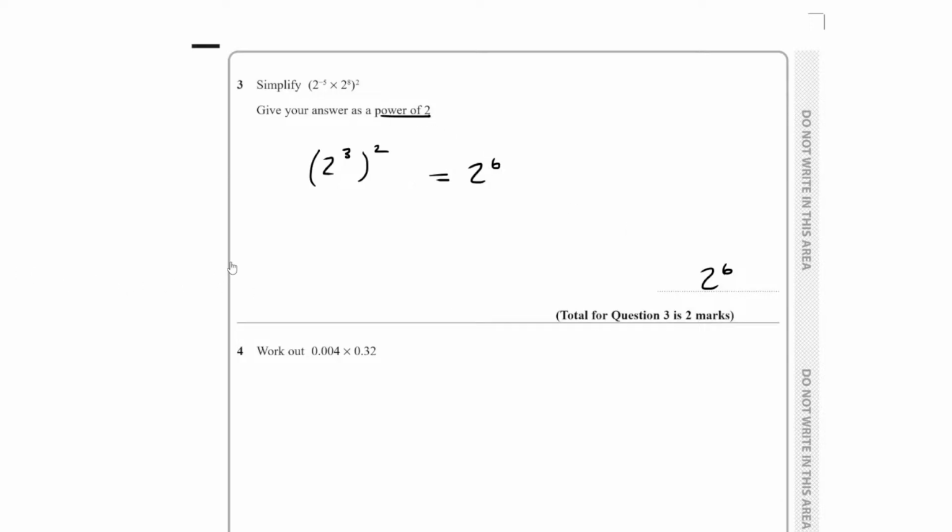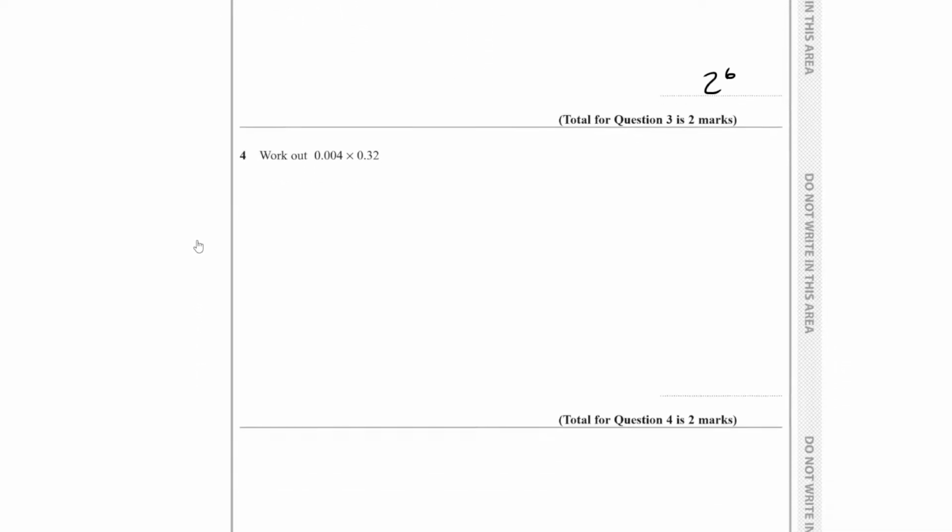If it ever says work out the value, then you would actually have to work out what is that number. What is 2 to the power of 6 as a number? But they haven't said that, so that's fine.